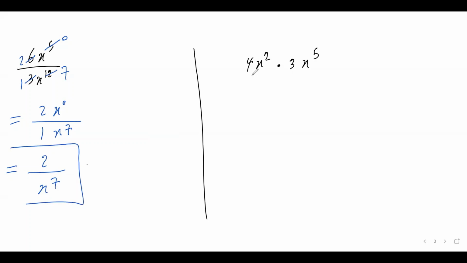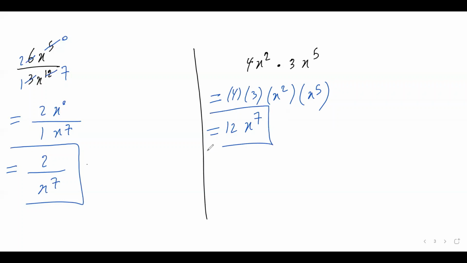4x squared times 3x to the power of 5. How can we solve this? So in this case, we can just multiply the coefficients and then multiply the variables. So 4 times 3 times x to the power of 2 times x to the power of 5. So 4 times 3 is just 12. x to the power of 2 times x to the power of 5. We are multiplying two powers with the same base, or common base. I can write down one of the bases and add up the exponents. 2 plus 5 is just 7. This is our answer.